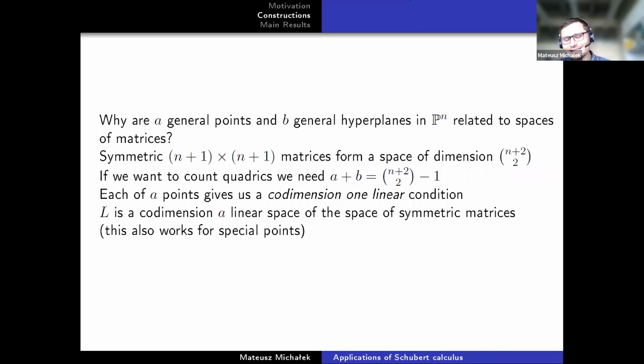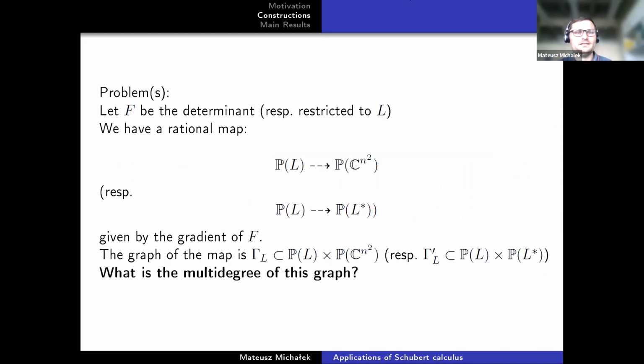Now, we always ask for something. Sometimes we ask for chromatic polynomials, sometimes how many quadrics satisfy a certain condition. And as I said, I claim there is only one problem. So I somehow have to translate all of those problems into one problem that depends only on a linear space of matrices. This comes now. We have our linear space L of matrices.